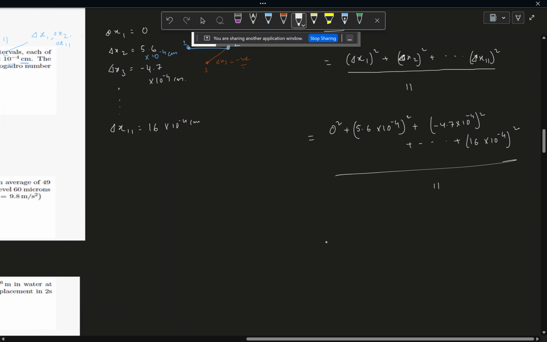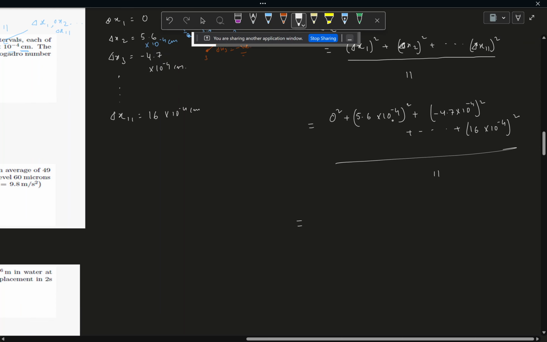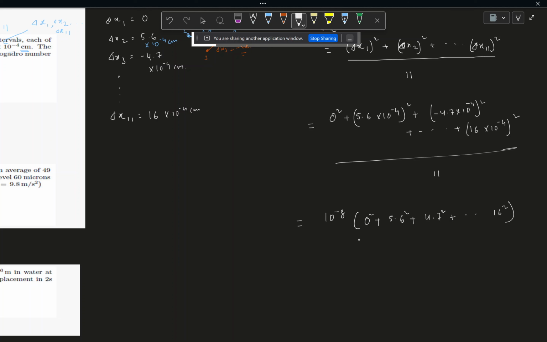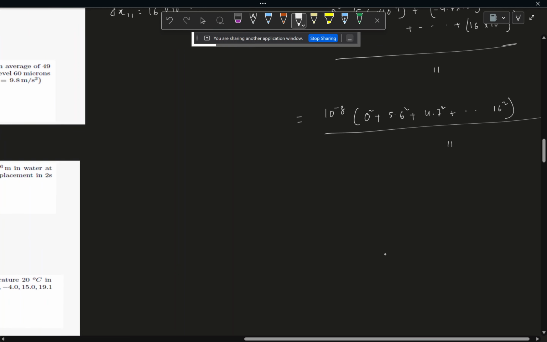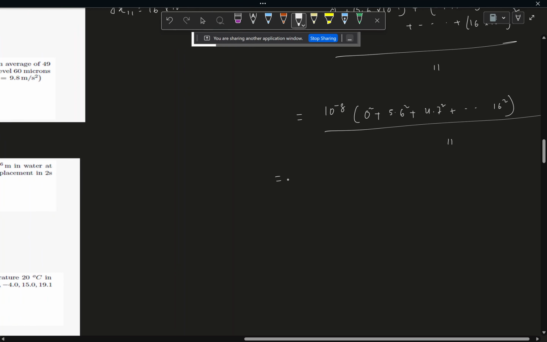divided by 11. So simply, you take common 10 to the power minus 4 squared, which is 10 to the power minus 8, and then all of the terms like 0 squared plus 5.6 squared plus, the minus terms will be plus in the square, so 4.7 squared plus dot dot dot 16 squared, divided by 11. If you do the maths, then you will get a value of mean square displacement as 1.18 into 10 to the power of minus 6 centimeter squared.